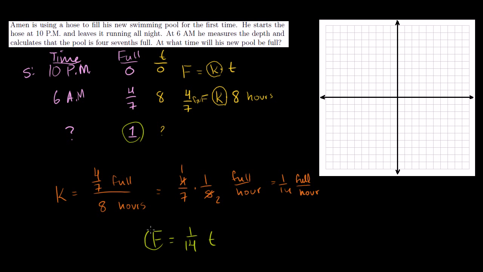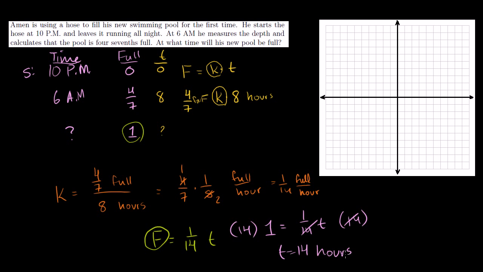When does this equal 1? At what time? So let's set up the equation. So we have 1, which means we're completely full, is equal to 1/14 times time. Well, if we multiply both sides of this equation by 14, the 1/14 and the 14 cancel out, and we're left with t is equal to 14. So the pool will fill after 14 hours.